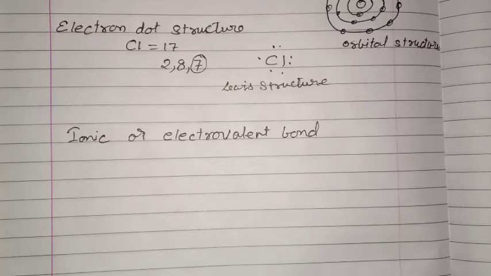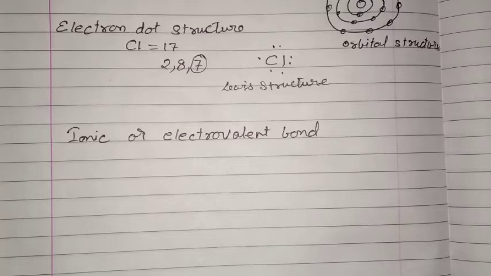Let us recall it. Suppose when an atom loses an electron and another atom gains an electron, the bond which is formed between these two atoms is called an electrovalent bond. Here we are going to study the electrovalent bond properly, along with the Lewis structure also.